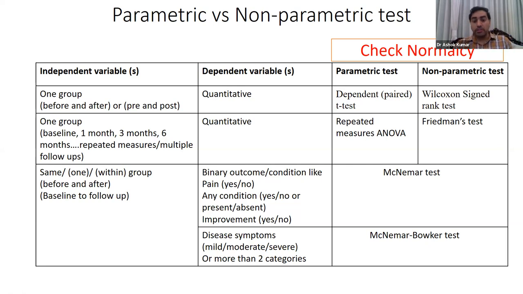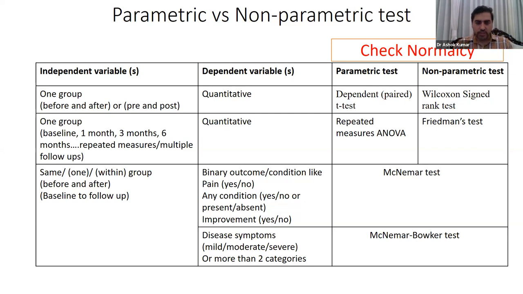but the outcome variable has more than 2 categories. For example, disease symptoms: mild, moderate, severe. Pain level: mild, moderate, severe. At baseline, or after 1 month, or after 3 months. So when we compare baseline to 3 months, and there are more than 2 categories, it is called the McNemar-Bowker test.